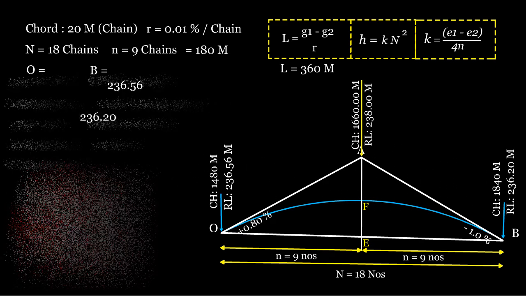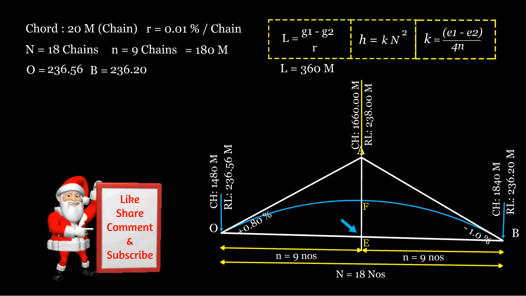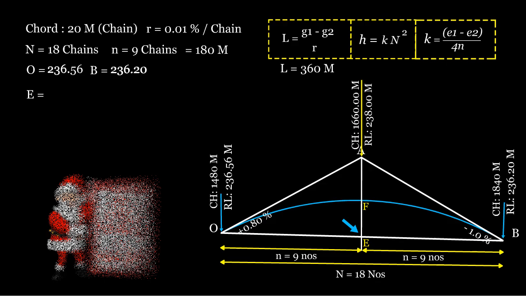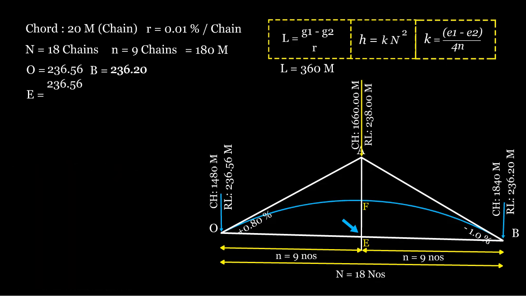Step 4. Find the value of point E. Point E is the average of points O and B, so E equals 236.56 plus 236.2 divided by 2, which equals 236.38 meters.